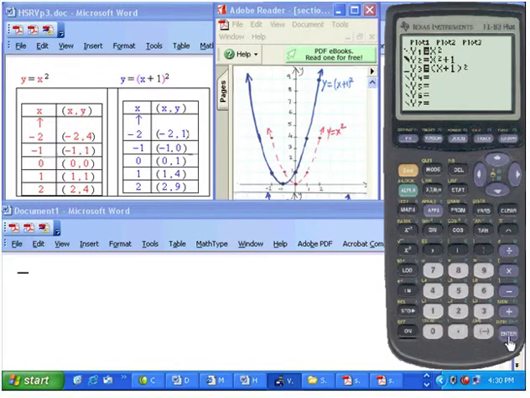Let me make that bold. And let's take a look at the graph. So we have y equal to x squared, and here's a bold graph of y equal to x plus 1 quantity squared. It's exactly what we have right here. Notice again the vertex went from 0, 0 to -1, 0.